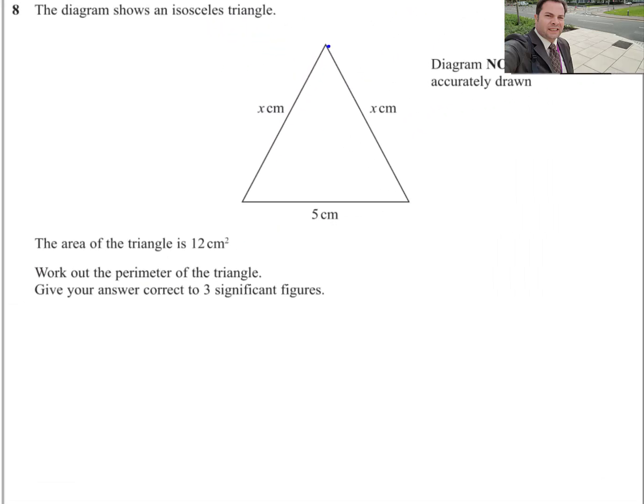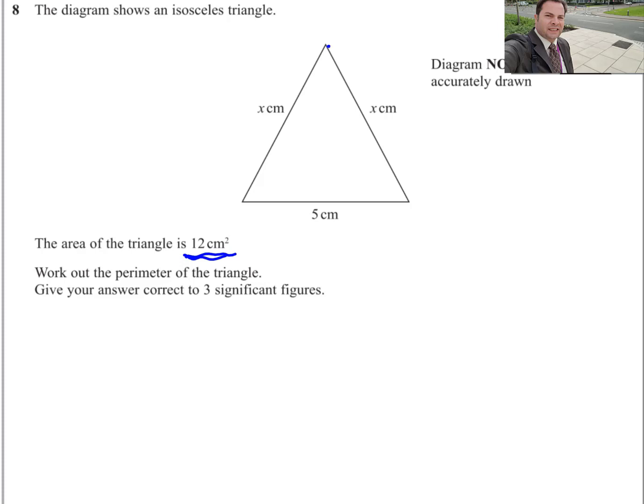Question number 8. The diagram shows an isosceles triangle. Two sides are equal, each x, and the base is 5. The area of the triangle is 15. Work out the perimeter of the triangle. To get the perimeter, you have to find the value of x, then find the sum of all sides. Let's start first. We have the area. The area of a triangle is half base times height.